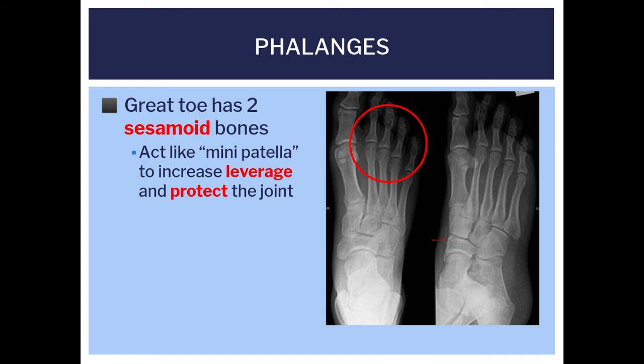So yeah, your great toe has 2 sesamoid bones. Like I mentioned, they're like your mini patella. So the purpose of it is basically to increase more leverage in that joint, and then also to protect the joint as well. So it sits at the bottom of your great toe, and that's kind of where you put a lot of weight when you're walking. And so it can help protect it and also allow for better movement.